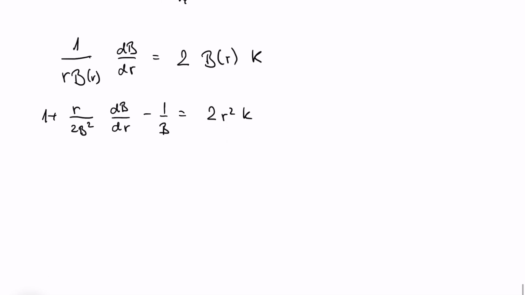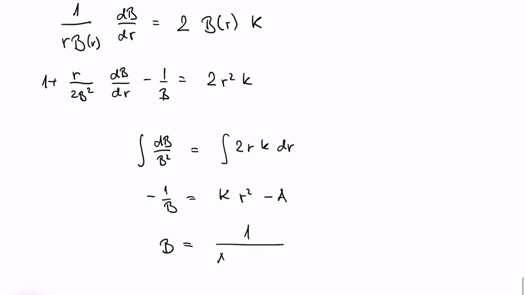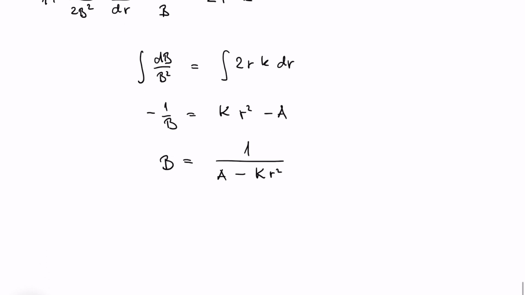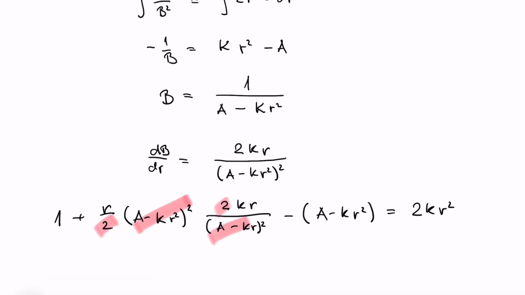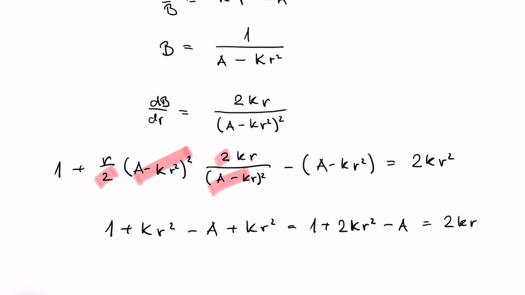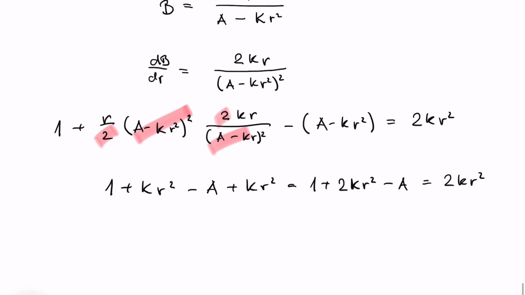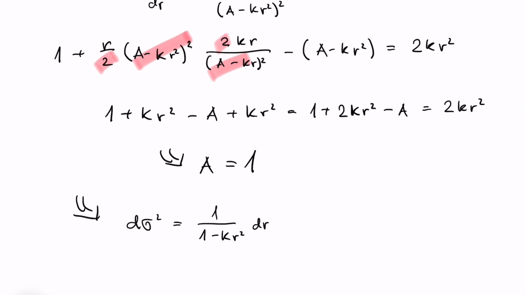The first equation can be integrated. And here A is the integration constant. And the integration constant can be determined from the second equation. So we calculate the derivative and insert everything into the second equation. And from this we deduce that A equals 0. So the metric in the 3-space takes this form.